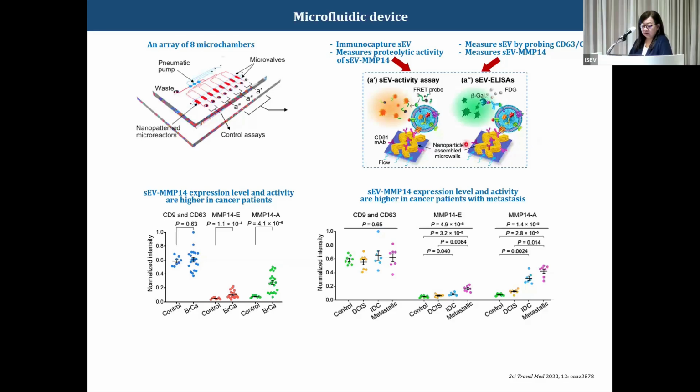This device was applied to plasma samples of breast cancer patients and control individuals. The results revealed the upregulation of both the MMP14 expression level and also the activity in cancer patients compared to the healthy controls. And the level is much higher in patients with metastasis than patients without metastasis. So these results suggest the feasibility of using these devices in clinical diagnosis by measuring the levels of MMP14 expressed on the small EVs.